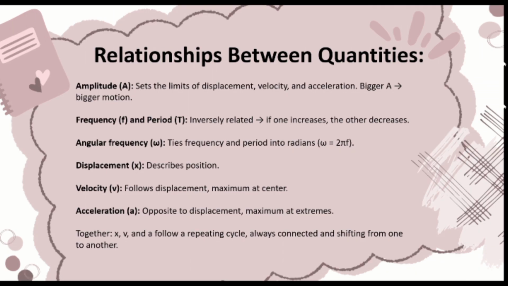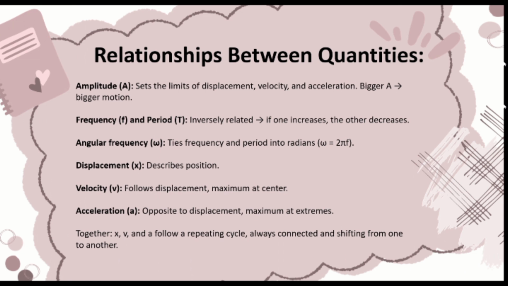Now that we know all the parts, let's see how they connect. Amplitude sets the limits of motion. Bigger amplitude means bigger displacement, velocity, and acceleration. Frequency and period are opposites. If one increases, the other decreases. Angular frequency ties them together using radians. Displacement tells us position. Velocity follows displacement, maximum at the center. Acceleration is opposite displacement, maximum at the ends.